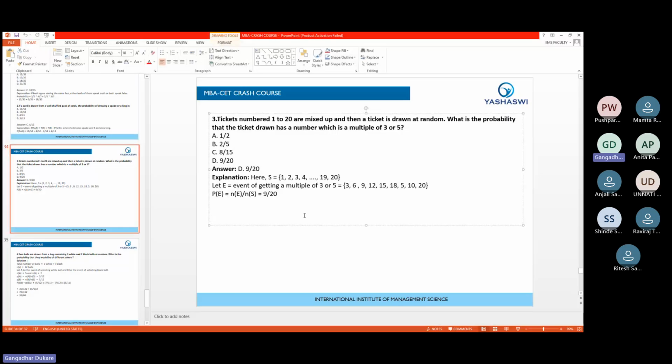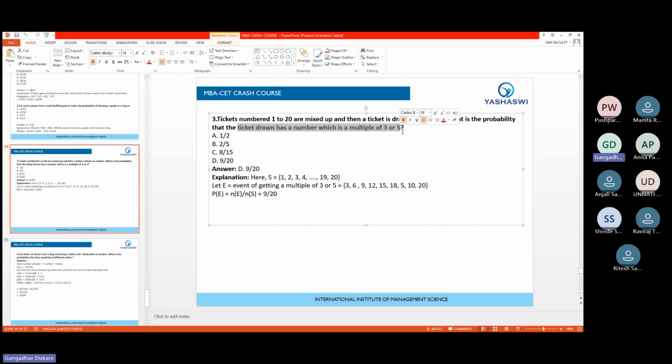Here we need to calculate another aspect of probability. Tickets numbered 1 to 20 are mixed up, and then a ticket is drawn at random. What is the probability that the ticket drawn has a number which is a multiple of 3 or 5?